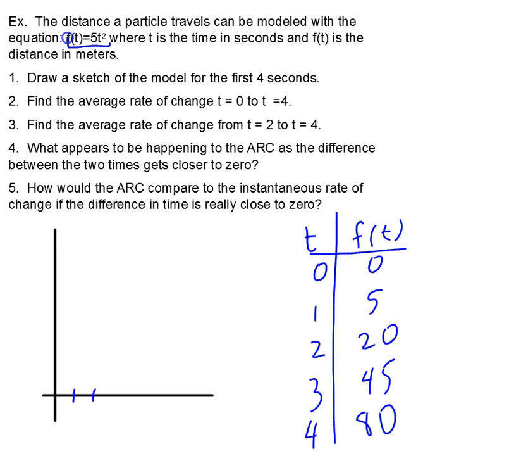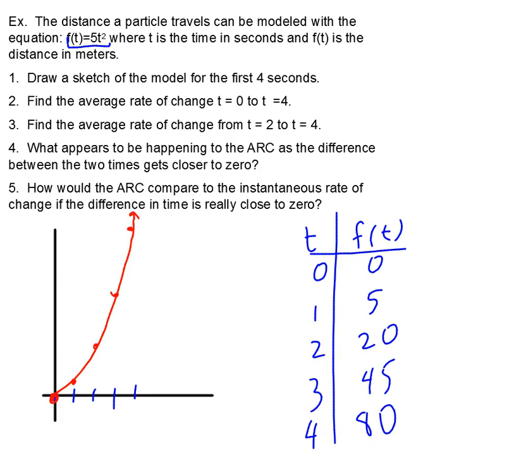So 1, 2, 3, 4. So 0, 0. We do this in red. 1, 5, something like this. 2, 20 would look something like this. 3, 45 would look something like this. And 4, 80 would look something like this, right? Now we know that this is quadratic from the equation, so it better be a parabola that goes up like this. Okay, everybody see this?